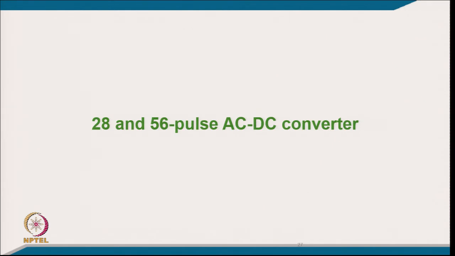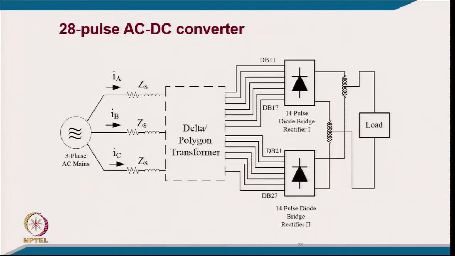So, now coming to another set of converters, non-conventional or unconventional converters: the 28 pulse and 56 pulse converters. Here the only concept is that we are converting the 3-phase supply virtually with the help of this delta polygon transformer. We are converting it into 2 sets of 7 phases, I mean this is one 7-phase set and this is another set of 7 phases, and we are rectifying them. This is giving 14 pulse here, and this is also giving 14 pulse here.